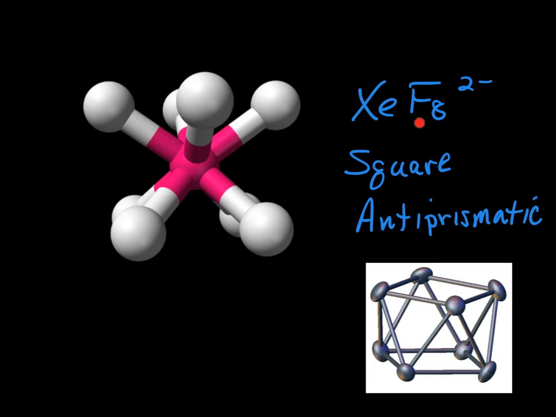Xenon will create an octafluoride 2- anion, right? So that gives us 8 regions of electron density. That creates a structure that we call square antiprismatic. It's a little hard to see here, but if you look from above, if one square is oriented this way, then the atoms on the bottom are oriented this way. So you get that square antiprismatic structure.